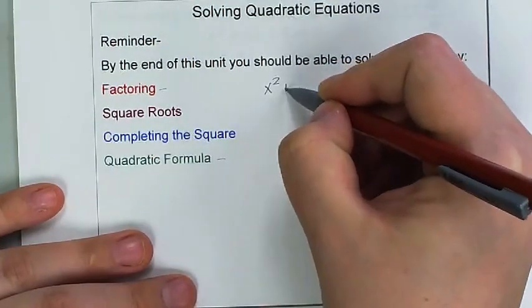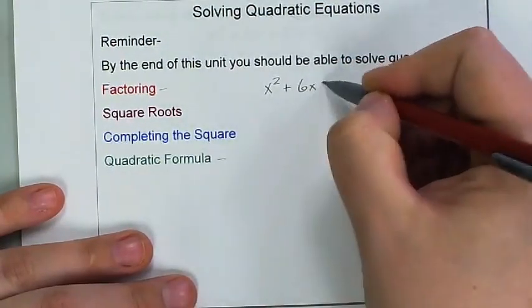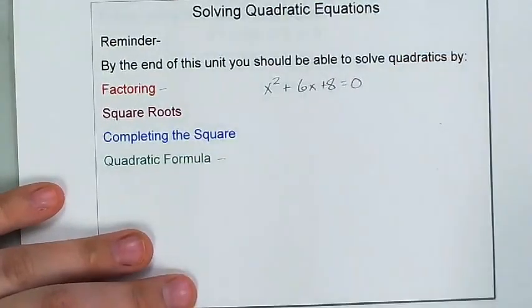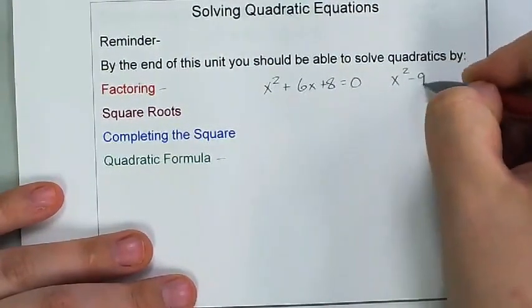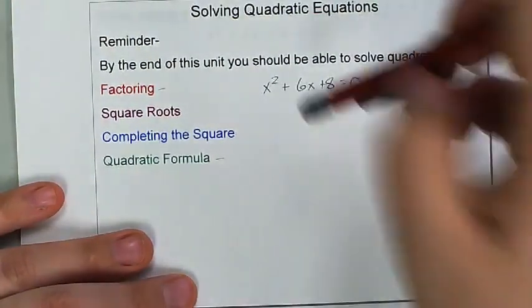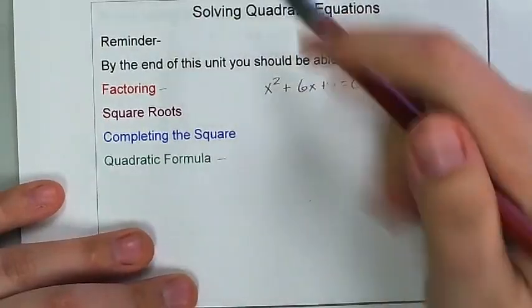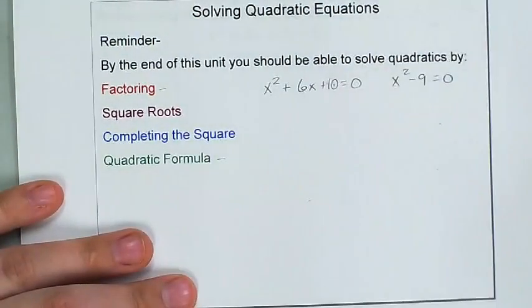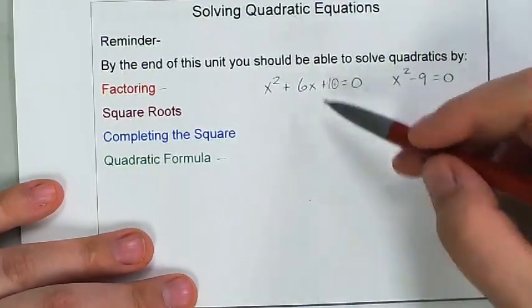For example, okay, that's factorable, right? But not everything is factorable, right? Because if I throw a 10 right here, there are no factors of 10 that can make 6. So that one's not factorable.